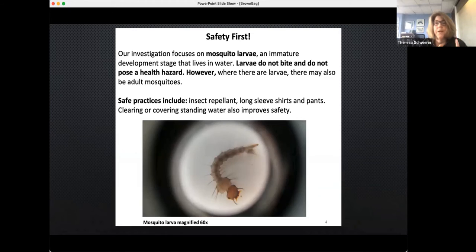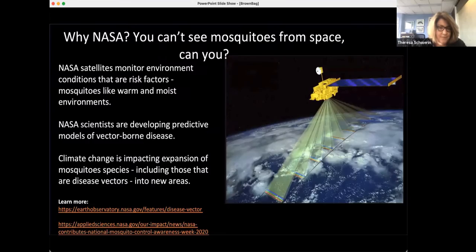Important note as we start: this investigation, Mosquito Habitat Mapper, is focused on mosquito larvae. They do not bite, they do not transmit disease or pose a health hazard, but whenever you're outside during mosquito season, there's a chance there are going to be adult mosquitoes. So we want to emphasize safety first, and safe practices include insect repellent, long sleeves, shirts and pants, covering or clearing water. Doing this is helping to keep your community safe, as well as contributing data that's important to NASA scientists.